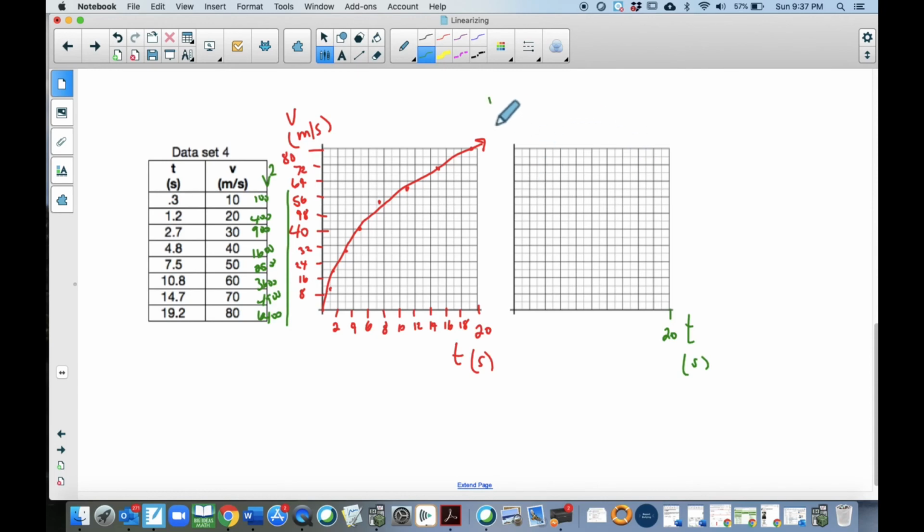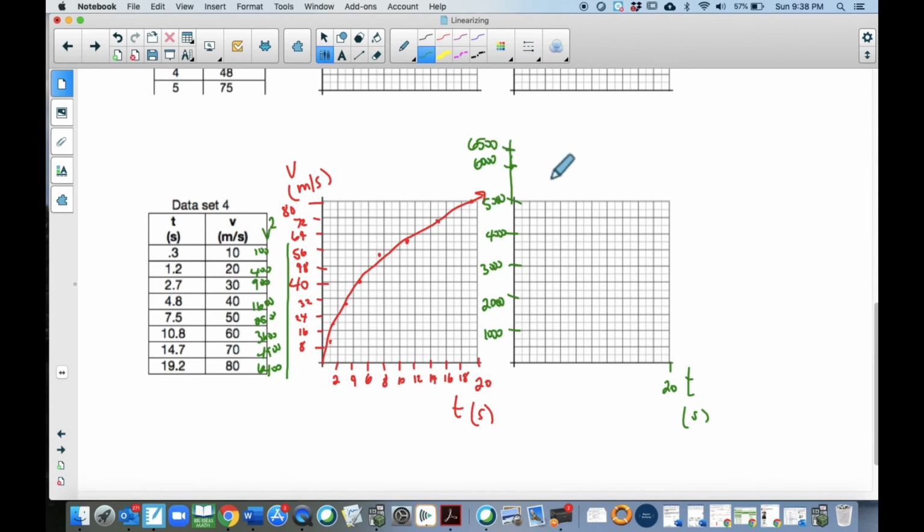However, my velocity is now not velocity, it's v squared, and those units would be meters squared per second squared. And so I need to go all the way up to 6,400. How am I going to do that? Well, I'm going to have to make it fit. So I'm going to have to count in here and see how to make that fit.